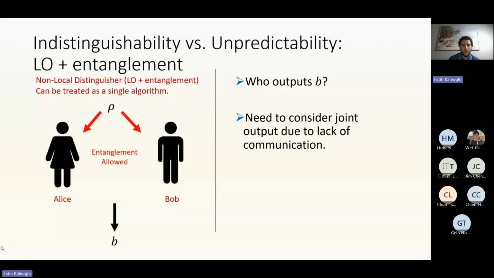But what we consider in this work is the setting where there is no classical communication. However, there could be shared entanglement. Now, it doesn't necessarily make sense to think about the same picture where they output a single bit because it's unclear who's going to output this bit. And in general, we can't force them to output the same bit. So we need to consider their collective output instead.